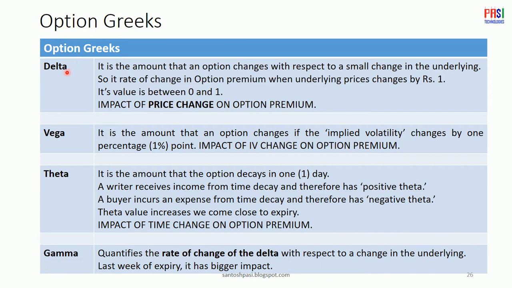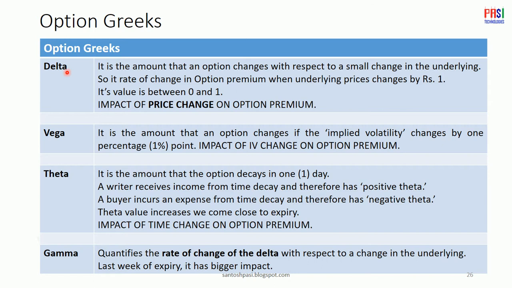So one is delta. Delta means if my underlying price changes by a rupee, so if my Nifty goes 1 rupee up or 1 rupee down, how much my option premium would be impacted. That is calculated by delta. In the same way, if my sentiment goes 1% up or 1% down, how much is it going to impact my option premium? That is calculated by vega. Theta, as I told you, is if you stay in options for one more day, how much is going to impact your option price.